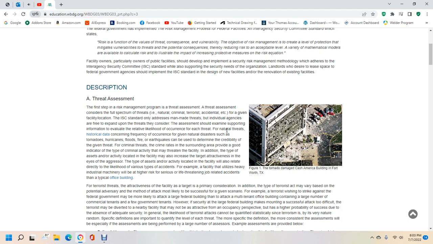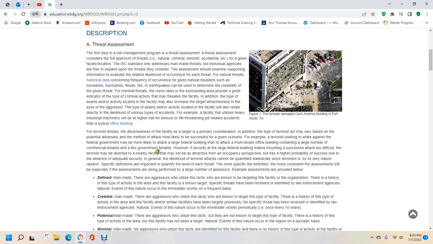It will also relate directly to the likelihood of various types of accidents. For example, a facility that utilizes heavy industrial machinery will be at higher risk of serious, life-threatening job-related accidents than is typical of office buildings.